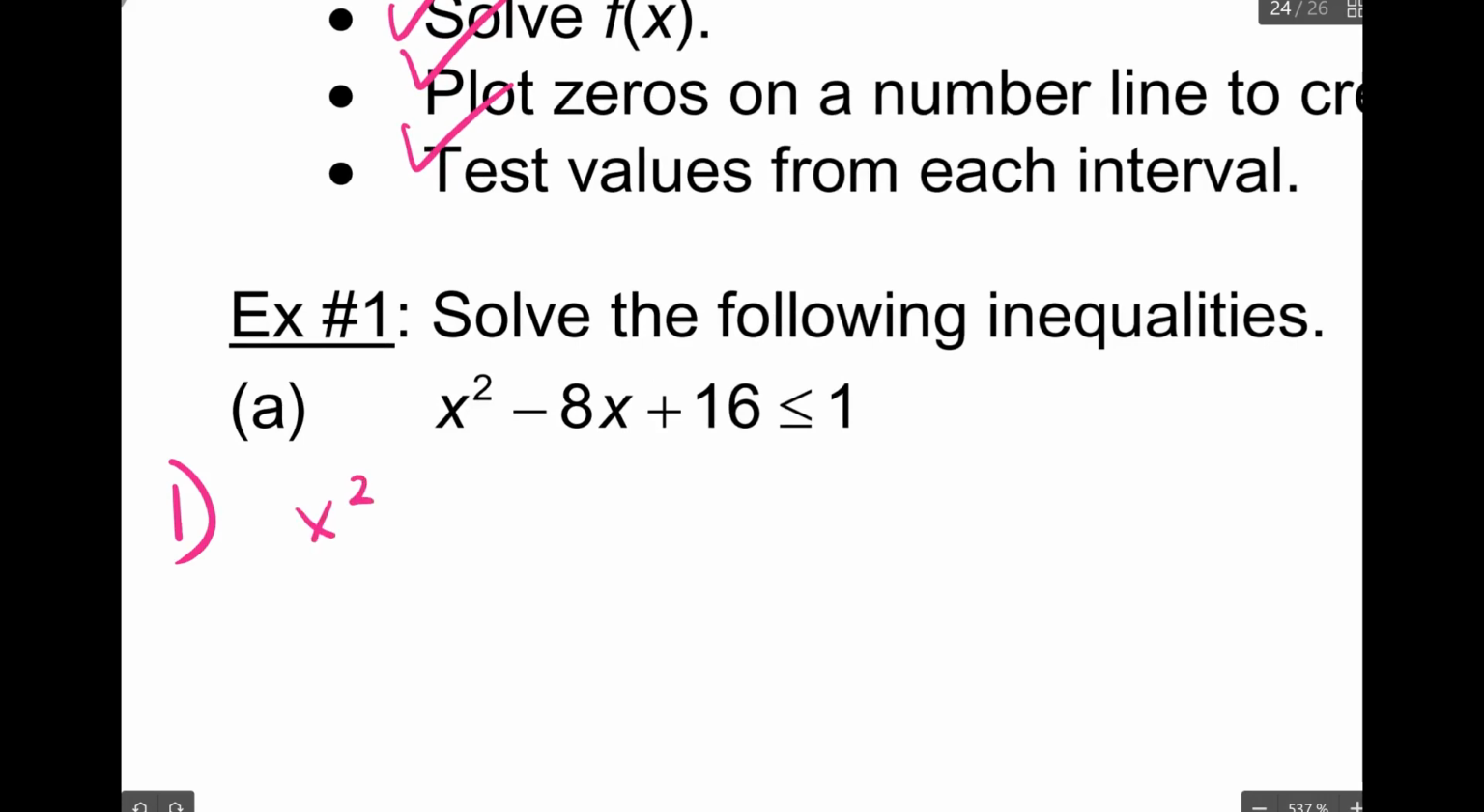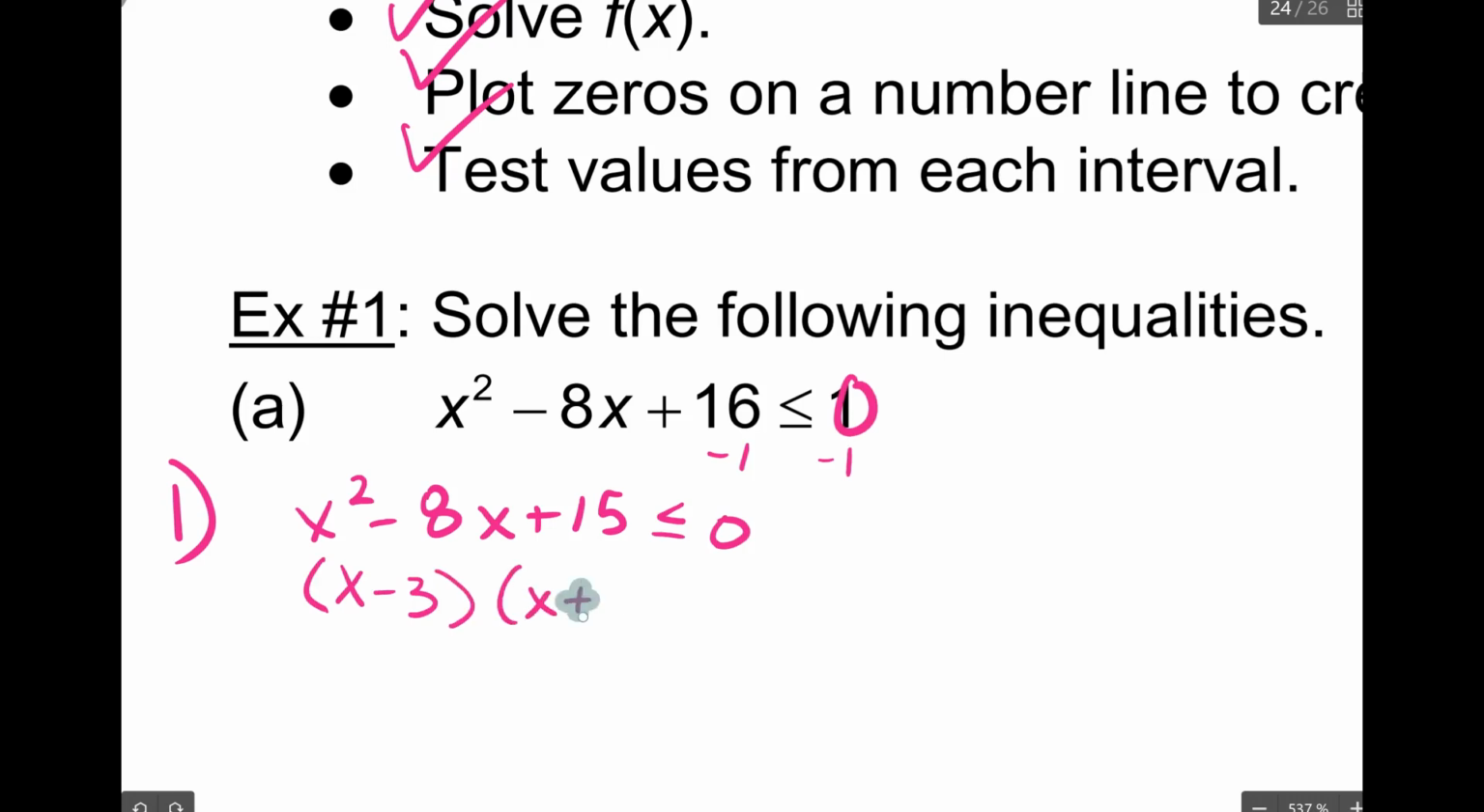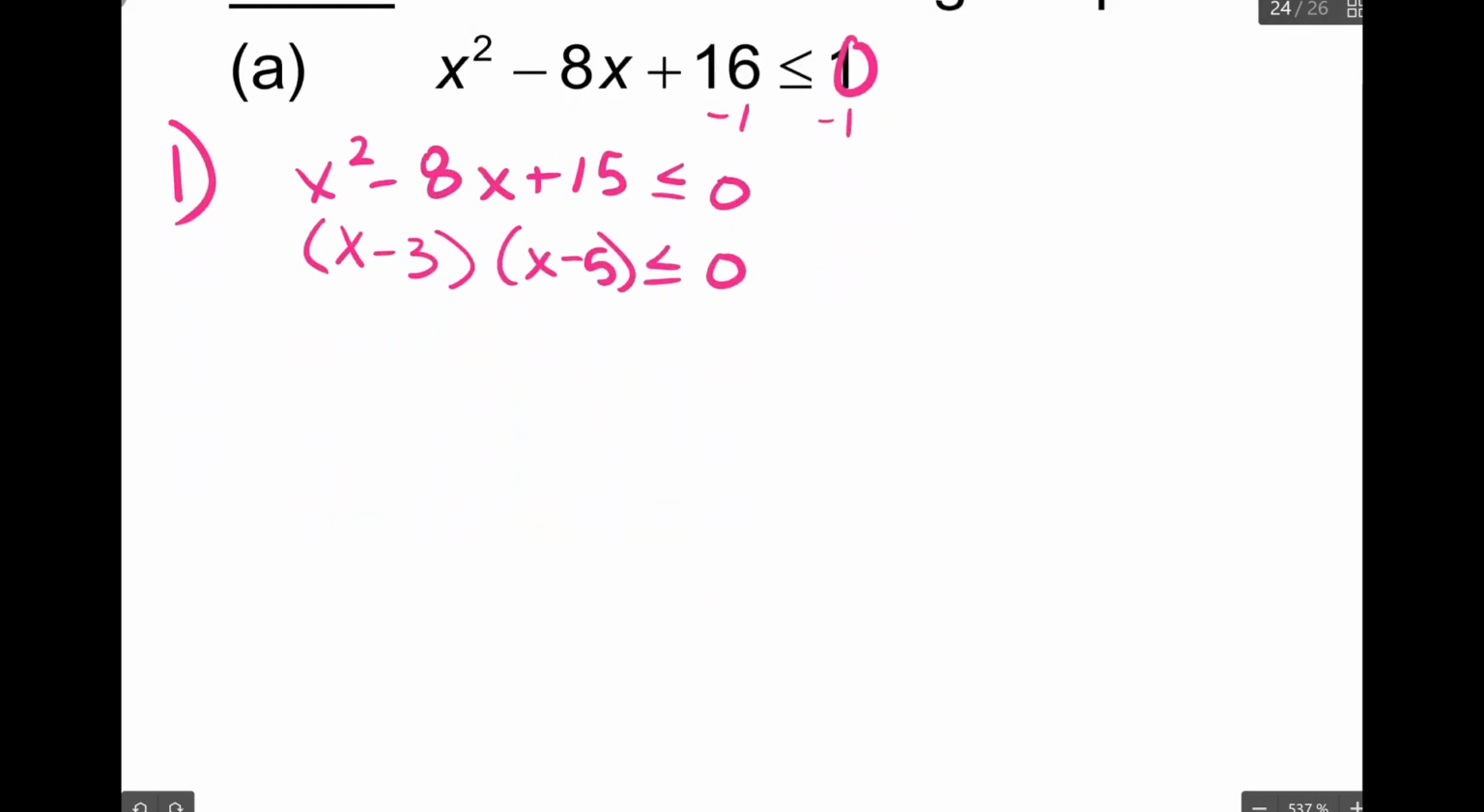So I have x squared minus 8x plus 15. Let's see, because I want to subtract 1 from both sides, that way I can set that equal to 0. Is less than or equal to 0. So that means x minus 3 times x minus 5 is less than 0, because negative 3 plus negative 5 is negative 8. When you multiply them, you get positive 15. So I see x is equal to 3 and 5. Okay, so that's step 1.